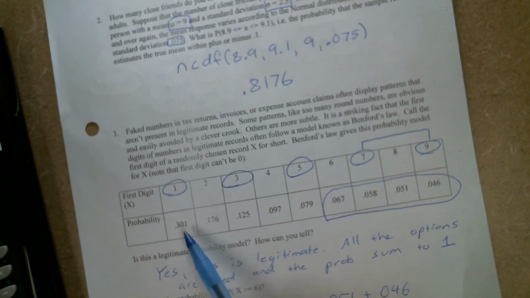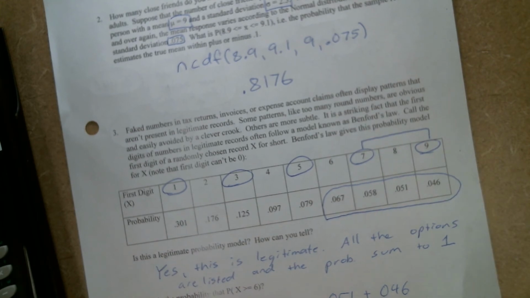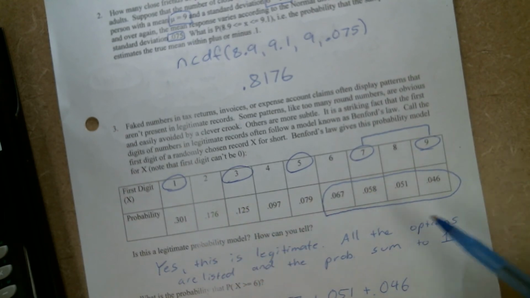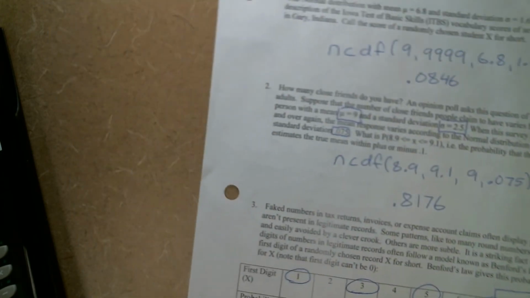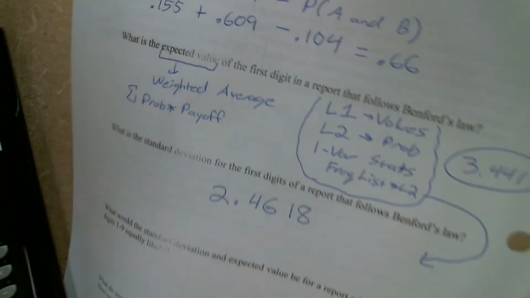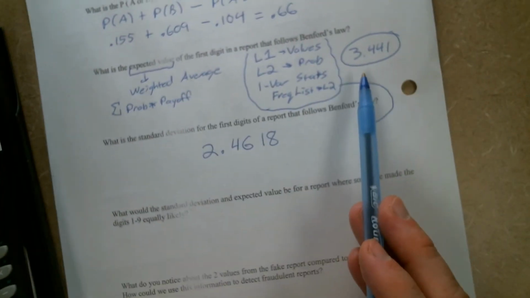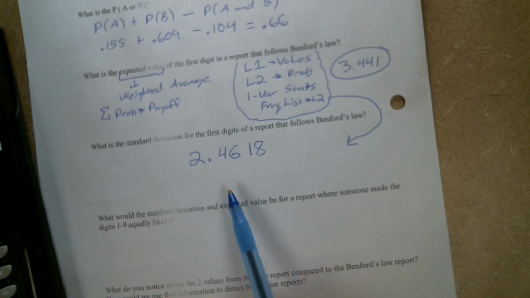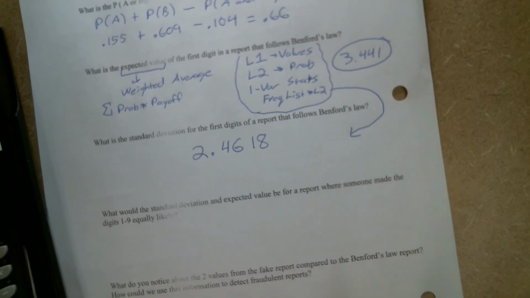So basically, there's going to be more 1,000s than 9,000s, or more 100,000s than 900,000s. Or if you're a big company, there's going to be more 1 millions, 2 millions, 3 millions than there are 7 millions, 8 millions, 9 millions. So again, they tend to follow this pattern. And this pattern reveals that the weighted average is generally going to be 3.441, and the standard deviation is going to be 2.4618.